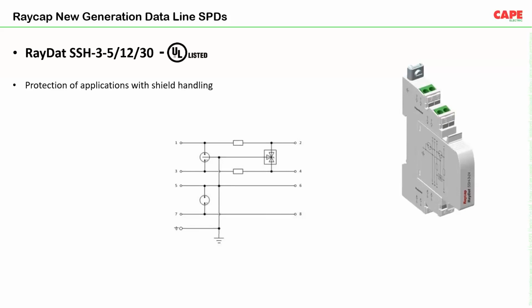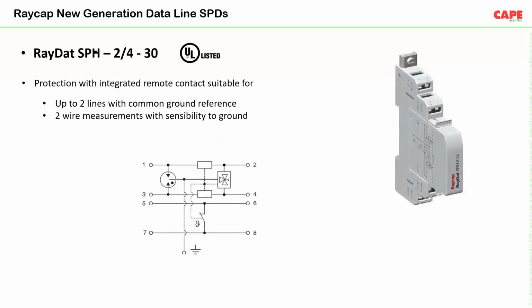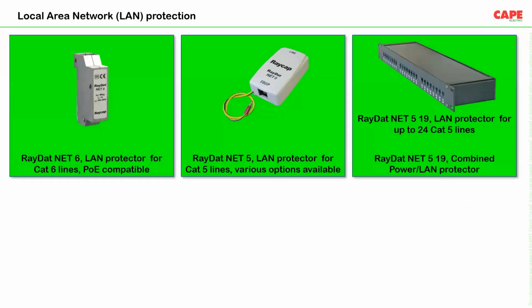We have SPDs for communication lines. All these SPDs for communication lines are UL listed. These are all tested with IECVD as well as Underwriters Laboratories to give you the maximum protection required. Now, this segment was for the SPDs which can be used for communication like RS485 communication, that kind of data communication.